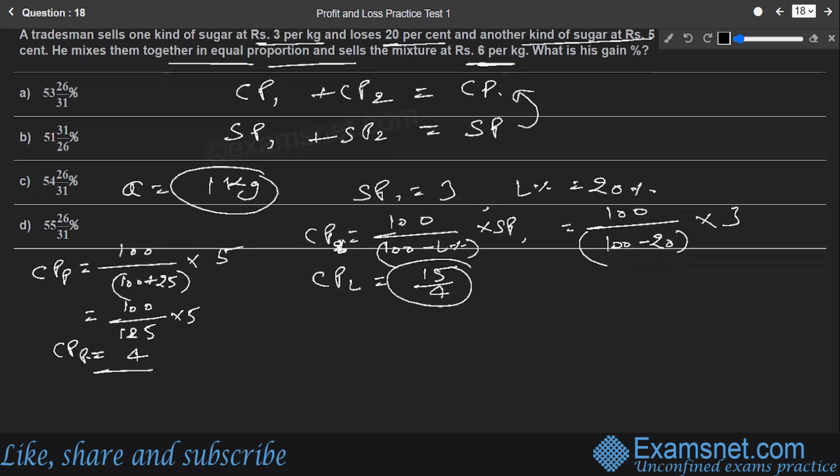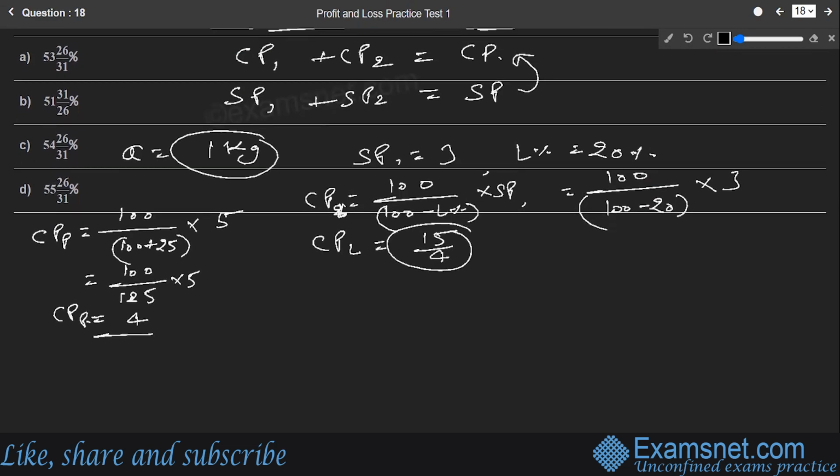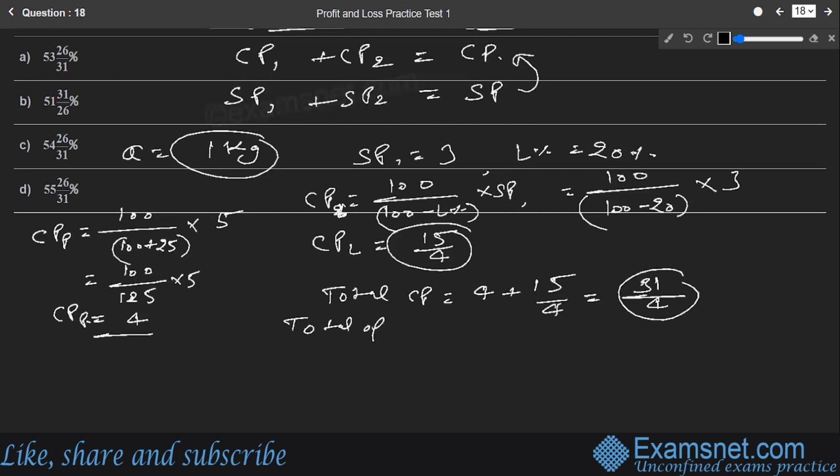So we have got the two cost prices and we already know the two selling prices. Now we can find out. Okay, so the total cost price is how much? Total cost price is the sum of both the cost prices, that is 4 plus 15 by 4, that is nothing but 31 by 4. That is the total cost price. Okay, but this is the total cost price of 2 kg mixture, because 1 kg taken from the first deal and 1 kg taken from the second one. So total cost price of 1 kg will be how much? Will be just half of this, so 31 by 8. That will be the total cost price of the 1 kg mixture only.